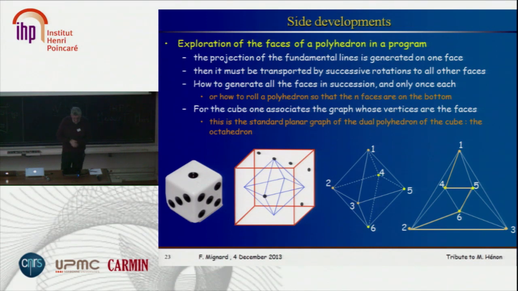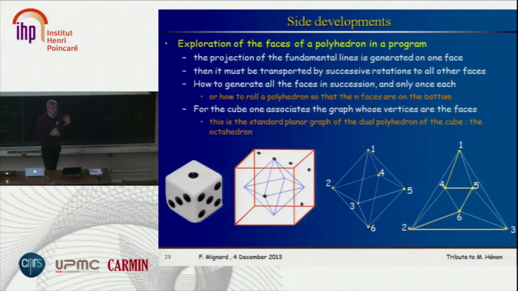For the cube, it's easy because you associate the octahedron, whose vertices are the faces of the cube. So going through the vertices of an octahedron is exactly the same as going through the faces of the cube. The octahedron is the example given here, and it can be projected as a planar graph. What it means is that exploring the faces of the cube is generating a Hamiltonian path of this graph, which is quite easy to do in practice.